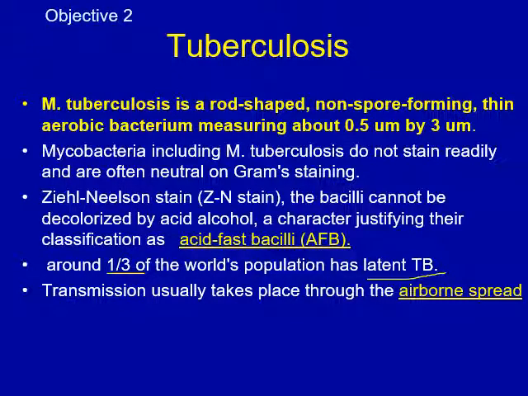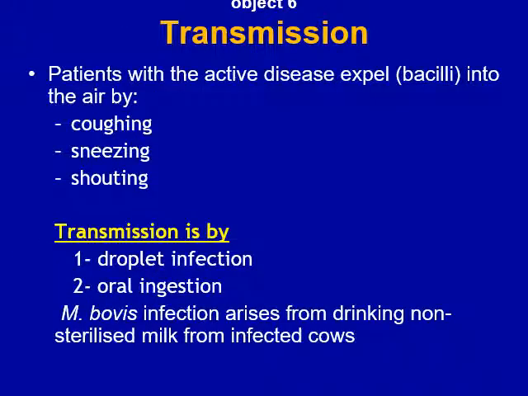Transmission, as mentioned, is mainly by droplet infection or airborne spread. Patients with active disease, who have bacilli in the lung, expel them into the air by coughing, sneezing, and shouting. So they expel the bacilli into the air, and these are then transferred to other persons mainly by droplet infection.